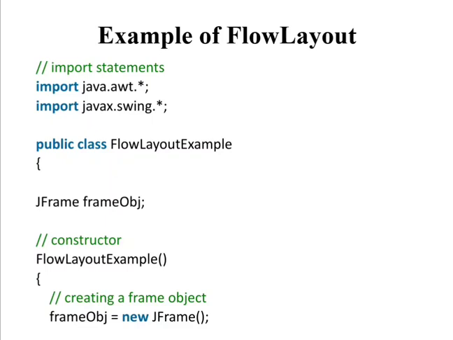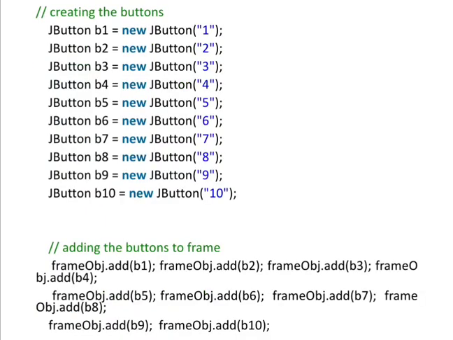Then adding the buttons to the frame, that is frame obj dot add b1, frame obj dot add b2, frame obj dot add b3, frame obj dot add b4, frame obj dot add b5, frame obj dot add b6, frame obj dot add b7, frame obj dot add b8, frame obj dot add b9, frame obj dot add b10.